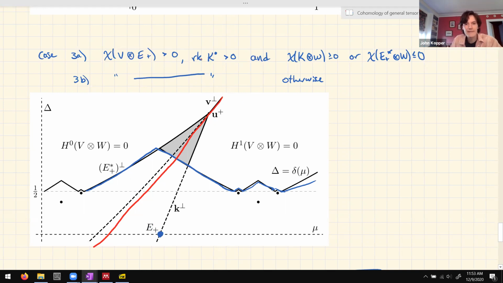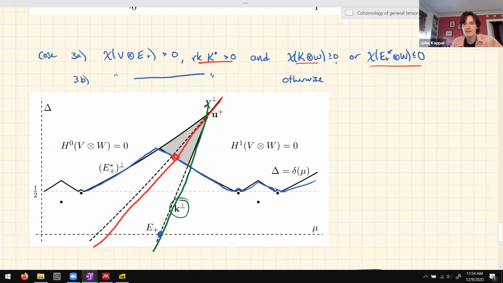And then rank K is greater than 0 just means that the intersection point of my orthogonal parabola to V with the Drézet-Lepotier curve is on the right side, not the left side. Okay, so that's case three. Case 3A is when we have the following Euler characteristics. And if you trace through what these things are saying, they're saying, look at the orthogonal parabola to K, which I'm now doing in green. Apologies to the colorblind among us. So this green thing is K perp.